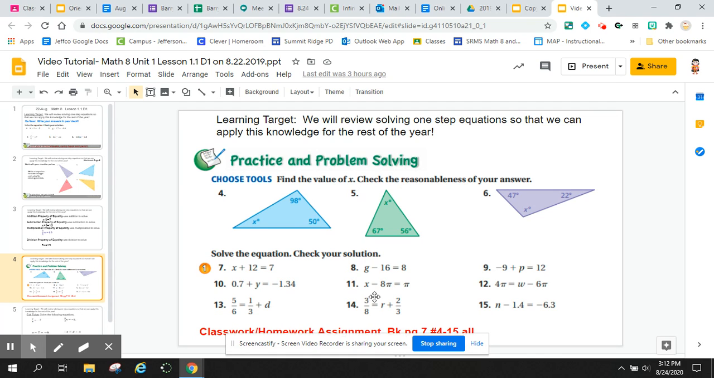This type of page will be done on a loose leaf lined sheet of paper because there's no graphing involved, so it would not be done on graphing paper. Then you would submit that work through Google Classroom.